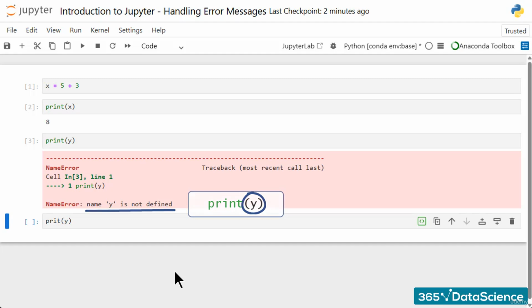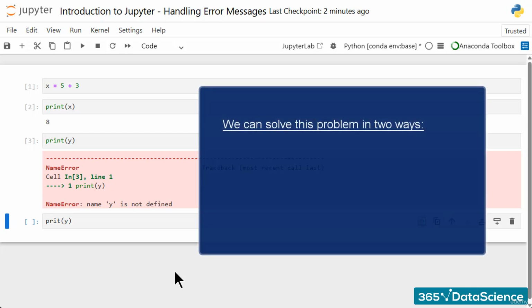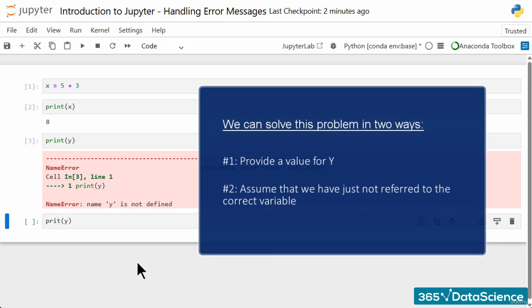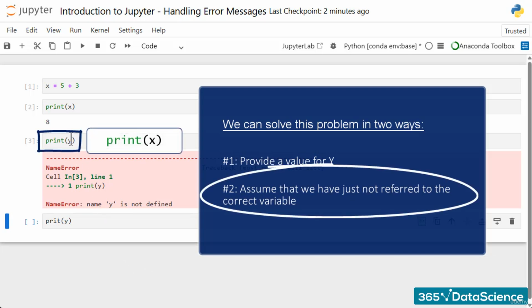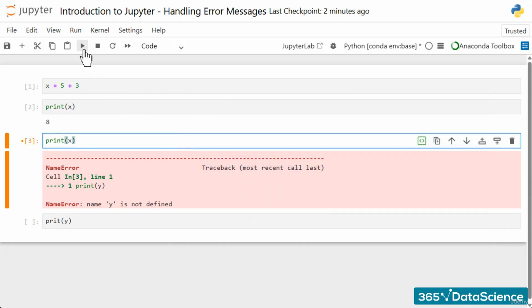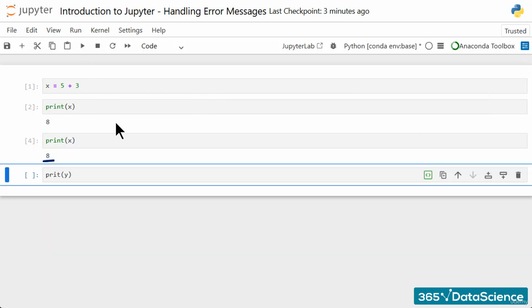Please remember that in the majority of times, the last line of the error message indicates where the problem is coming from. Then, as programmers, we realize we can solve this particular problem in two ways. One would be to provide a value for y. The other is to assume that we have just not referred to the correct variable. Therefore, we can substitute y with x and execute the cell again to obtain a satisfactory output.